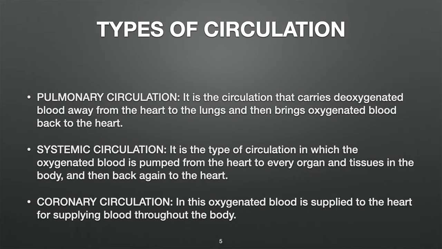It is the circulation that carries deoxygenated blood from the heart. When the blood is deoxygenated, that means it does not contain oxygen but it contains carbon dioxide. It is taken from the right side of the heart, from the right ventricle, to the lungs, and there purification of the blood occurs, that is, exchange between oxygen and carbon dioxide. The carbon dioxide from the blood goes to the lungs and is exhaled out, and oxygen enters the blood and then it is transported to the left atrium. From there it enters the left ventricle.